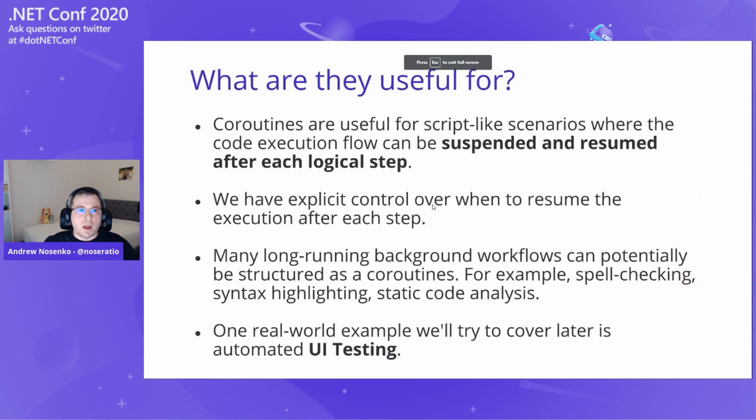What are coroutines useful for? Coroutines can be useful for script-like scenarios where we want to suspend and resume the execution flow of something after each logical step. And the nice thing is we have explicit control over when to resume the execution and when to suspend it. Many long-running background workflows can potentially be structured as coroutines, for example spell checking, syntax highlighting, static code analysis. One real-life example that I'm going to cover in this talk is automated UI testing. Hopefully I'll have time for that.